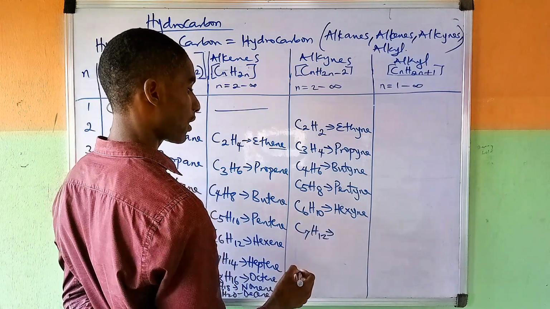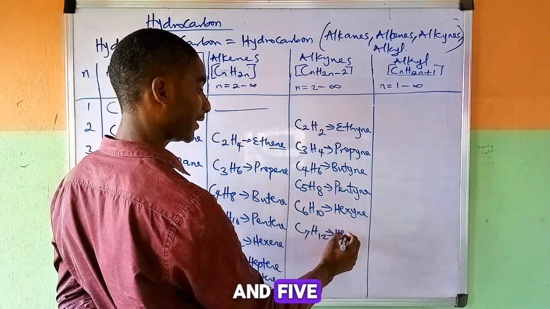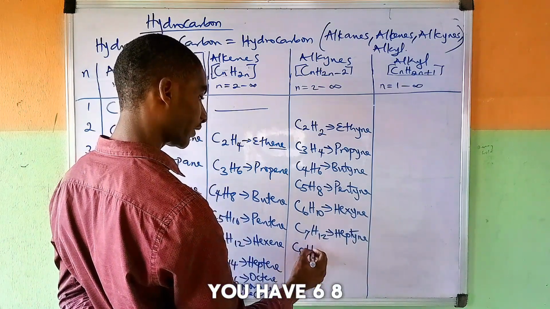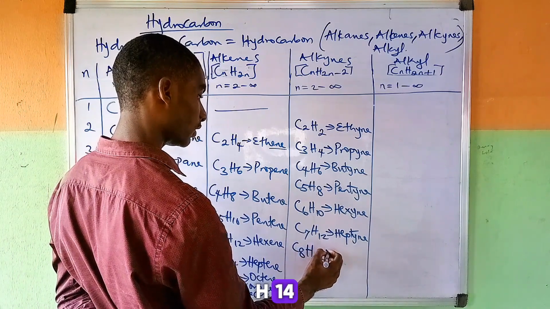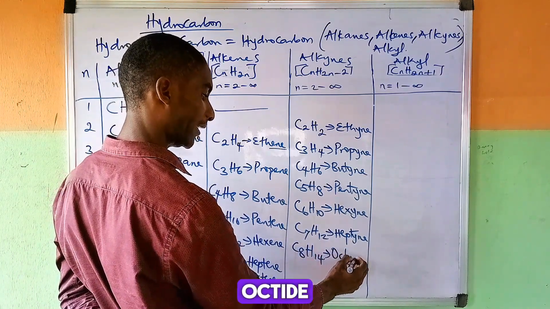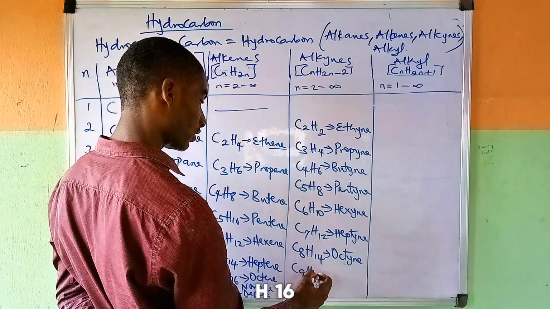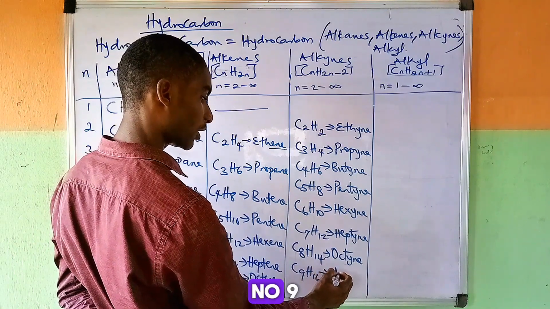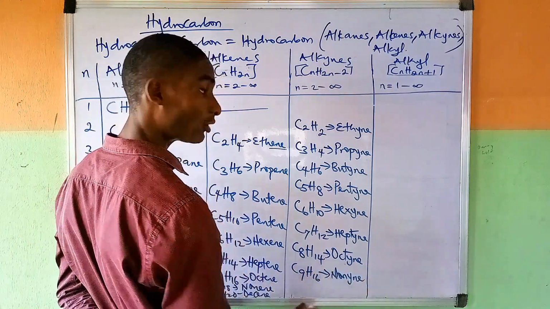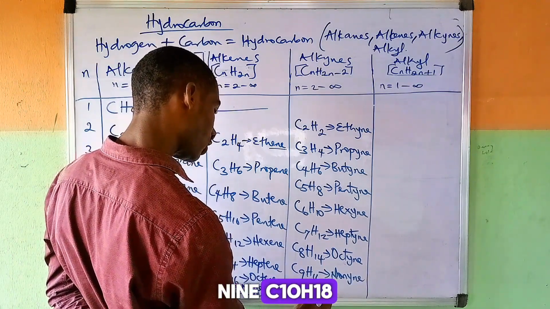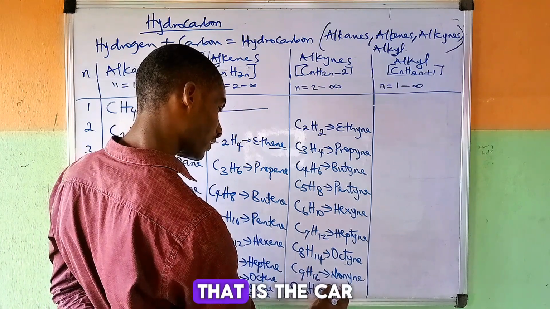And then you have C7H12, heptyne. And then you have C8H14, octyne. C9H16, nonyne. C10H18, that is decyne.